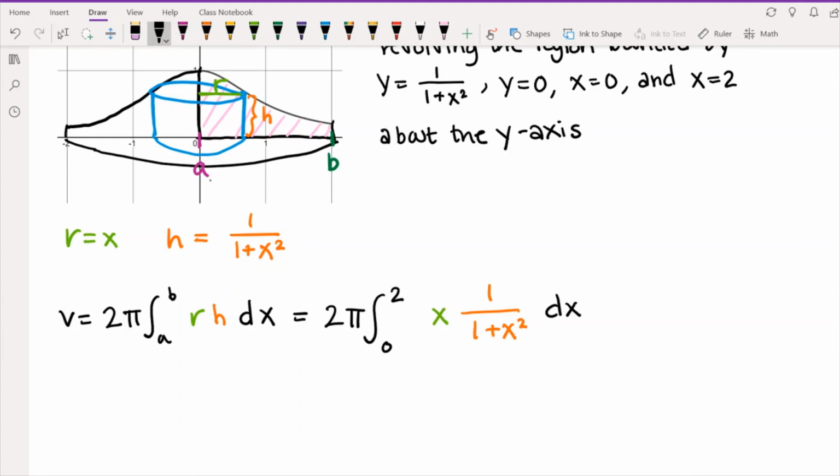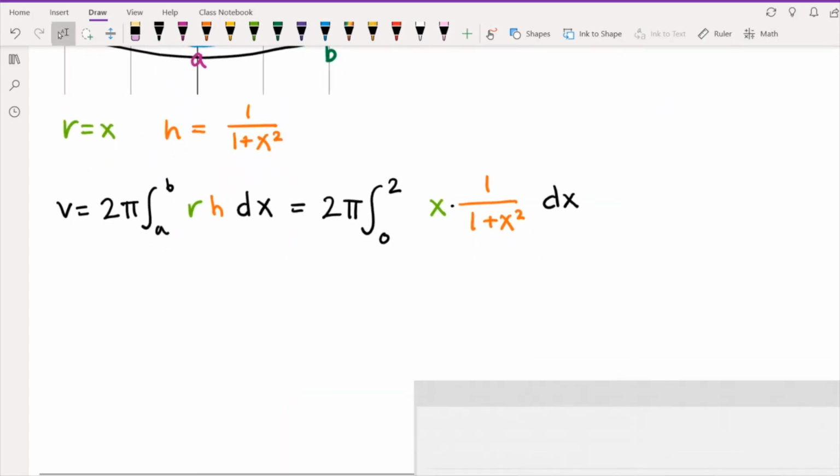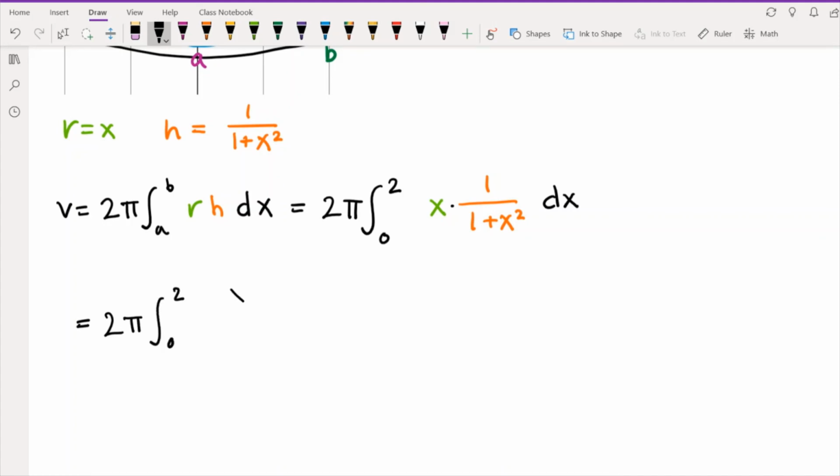Or what would be another way of writing that? Well, if we multiply these two things together, we're going to get x over 1 plus x squared. Okay. So if you were going to integrate this, your first thought might be something with inverse tangent, right? Because we know that the derivative of inverse tangent is 1 over 1 plus x squared. However, we have an x in there, so that's not going to work. It's only if you have 1 over 1 plus x squared, or like 5 over 1 plus x squared, that you can use inverse tangent.